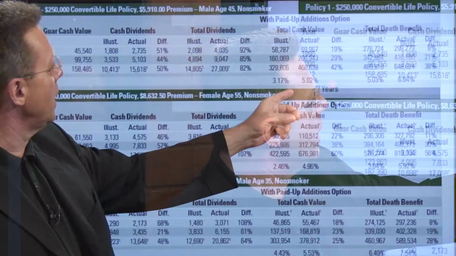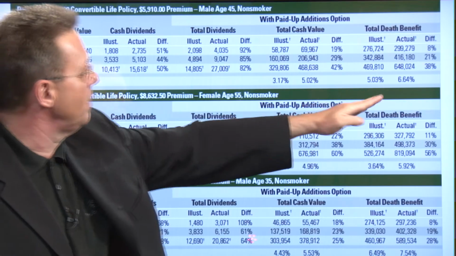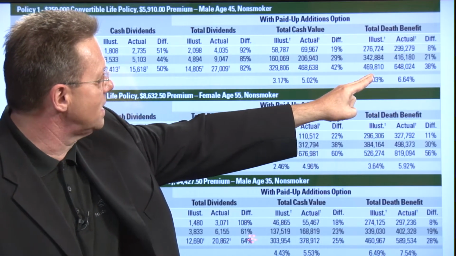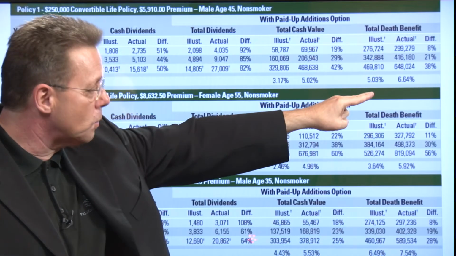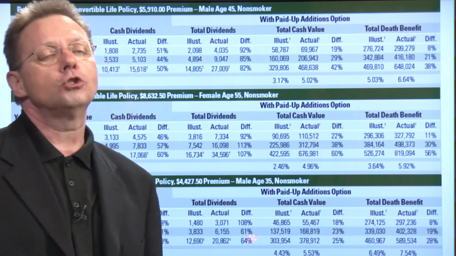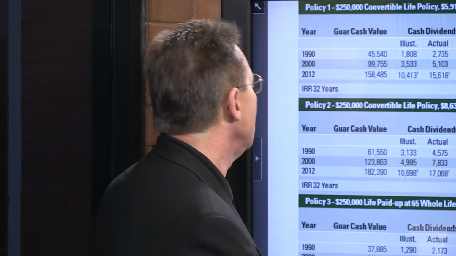And this contract showing 5.02, and then in the death benefit, the illustration for dividends was projected at $469,000, a 5.3% rate of return after 32 years, but the actual paid out internal rate of return was 6.64 because the paid up additions were buying more additional death benefit, as we have been talking. Now let's look at this.